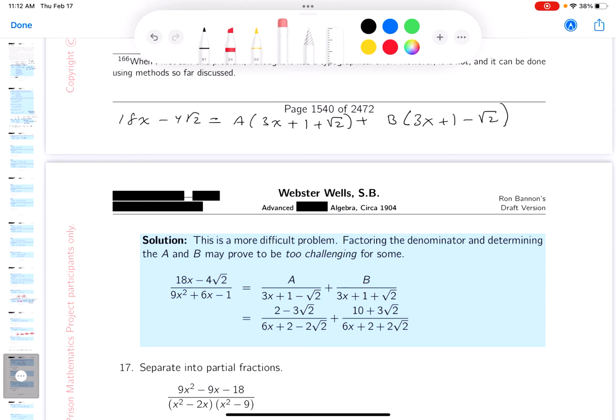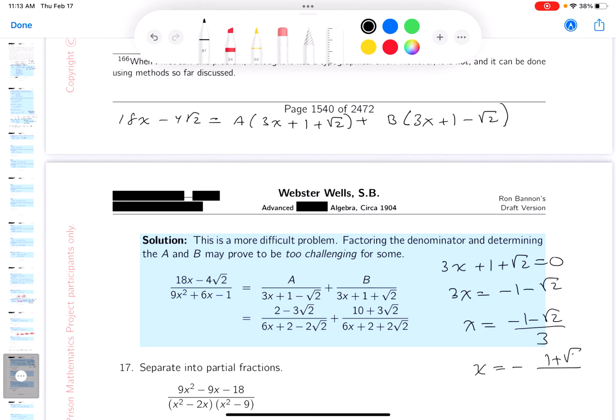But I'm going to say, when does 3x plus 1 plus root 2 equal 0? Well, I'll write that down for you. It's 3x would equal minus 1 minus root 2, and then x would equal minus 1 minus root 2 over 3. This is a good choice for x, by the way. I'm going to write it a little differently for you. So I'm going to put down minus 1 plus root 2 over 3. This would be a good choice for x. Now, you may not agree with that, but that's a good choice for x.